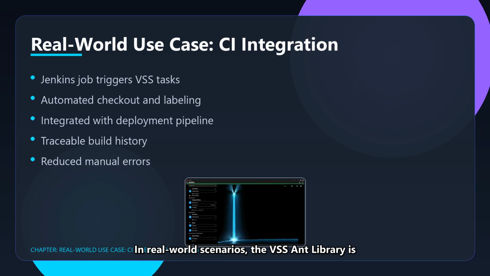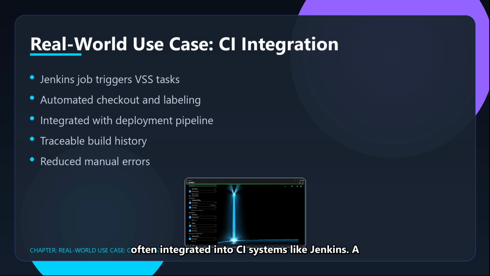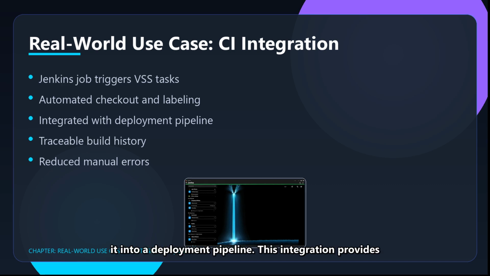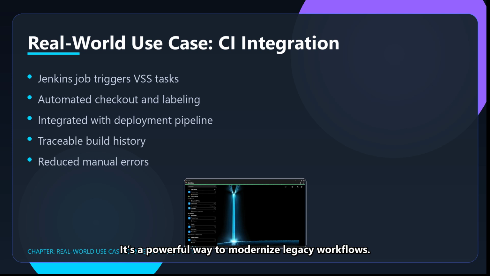In real-world scenarios, the VSS Ant library is often integrated into CI systems like Jenkins. A Jenkins job can trigger VSS tasks to check out the latest code, label the version, and feed it into a deployment pipeline. This integration provides traceable build history and significantly reduces manual errors. It's a powerful way to modernize legacy workflows.